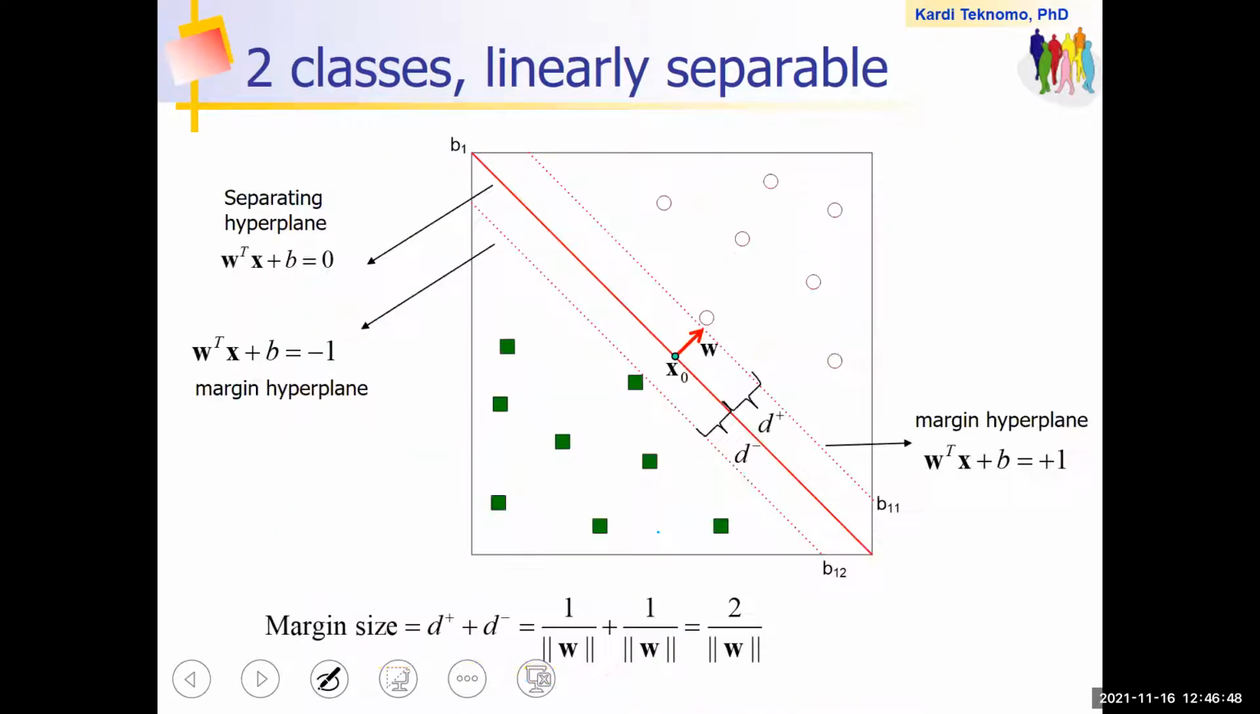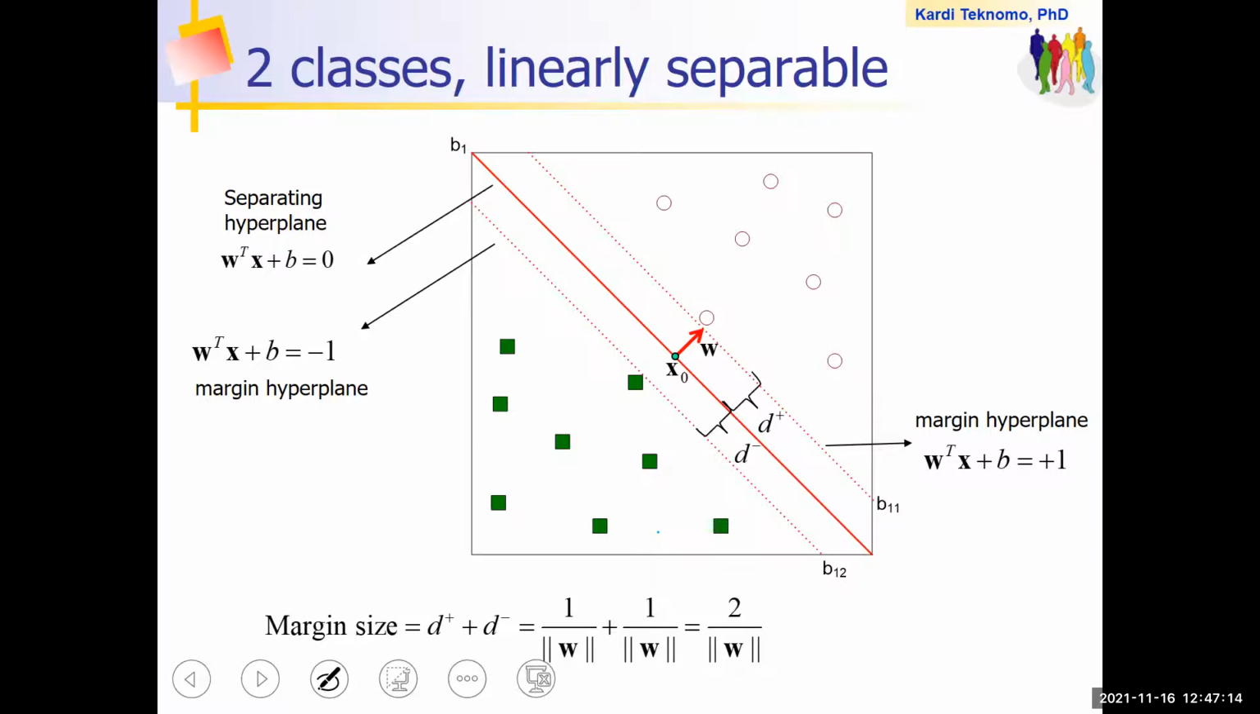Okay. So, this is important. Look at this drawing here. We have linearly separable data, right? Then, what do you want to do? I want to find W. I want to find W so that this will become maximum.